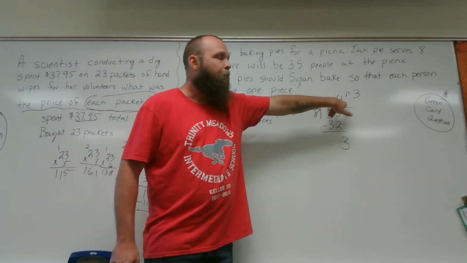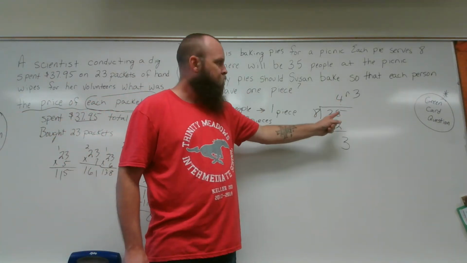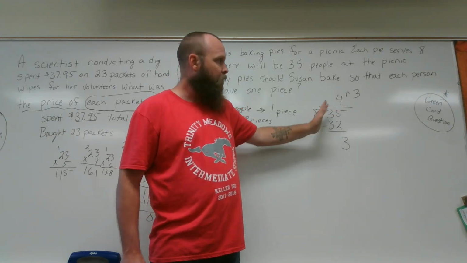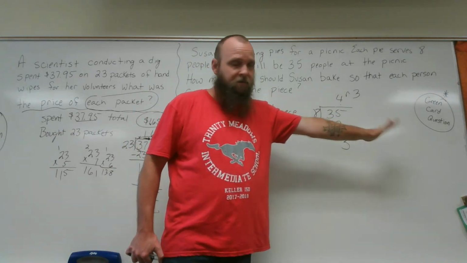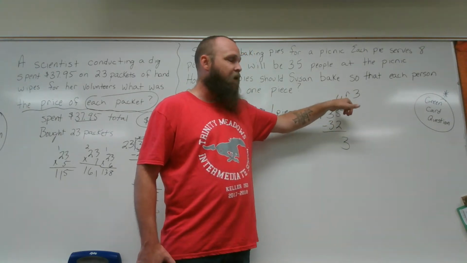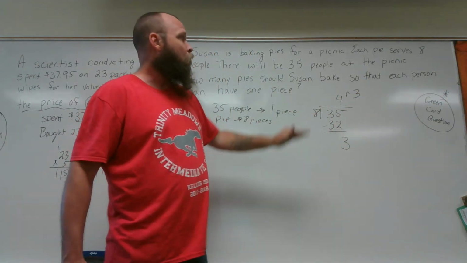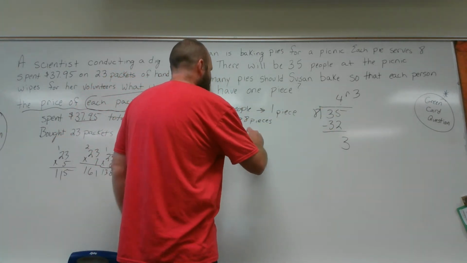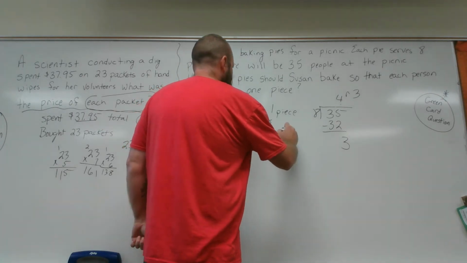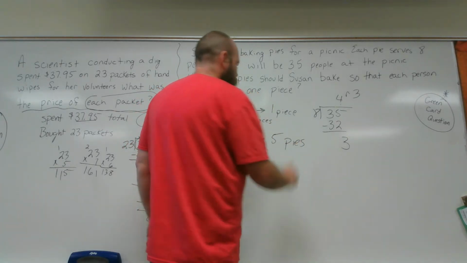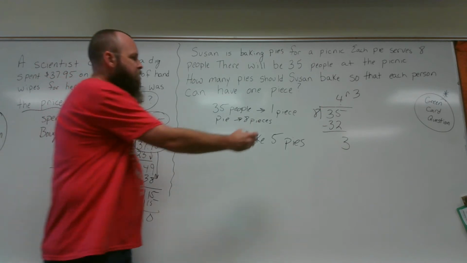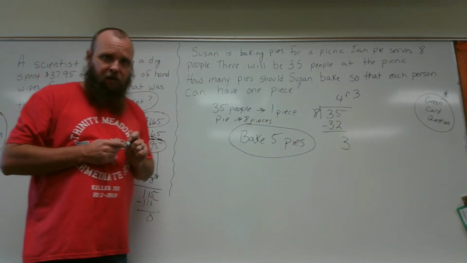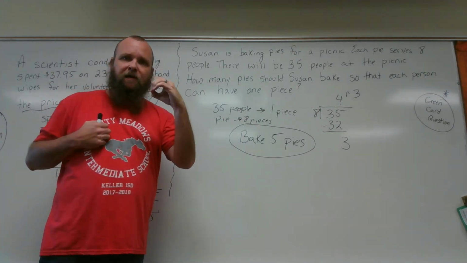So if she needs more than 4 pies, but not more than 5 pies, because otherwise we'd have had a 5 remainder something here. So she needs more than 4 pies, which means she needs to bake 5 pies. So your answer is 5 pies. Not 4 remainder 3. That makes no sense.